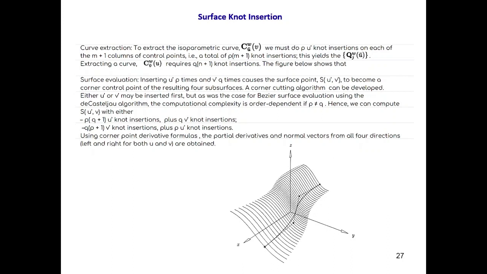Using the corner point derivative formula, we will obtain the partial derivatives and normal vectors from all four directions, that is, left and right for both u and v.